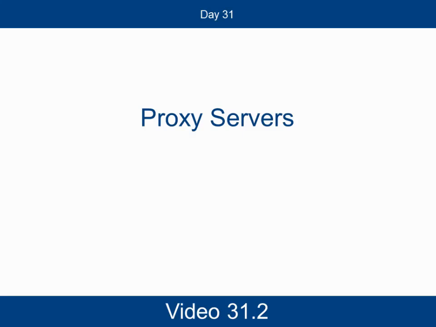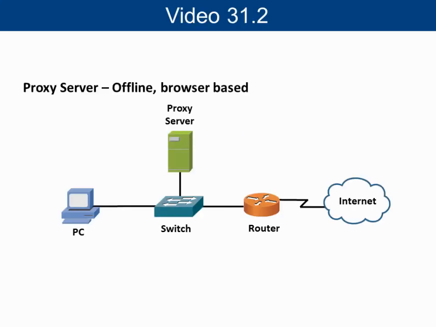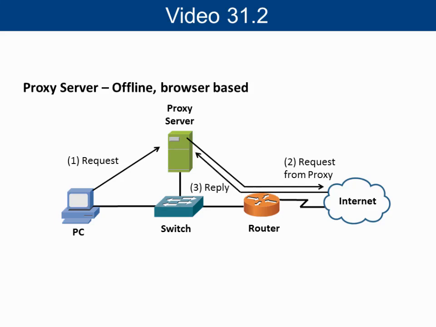One way to implement a proxy server is to have the proxy server offline as opposed to inline and controlled through the web browser, or a browser-based proxy server. In this scenario, the PC's web browser needs to be configured to talk to the proxy server instead of talking directly to the router and then to remote web servers online. The PC makes its request directly to the proxy server. The proxy server then forwards the request to the web server on the internet.